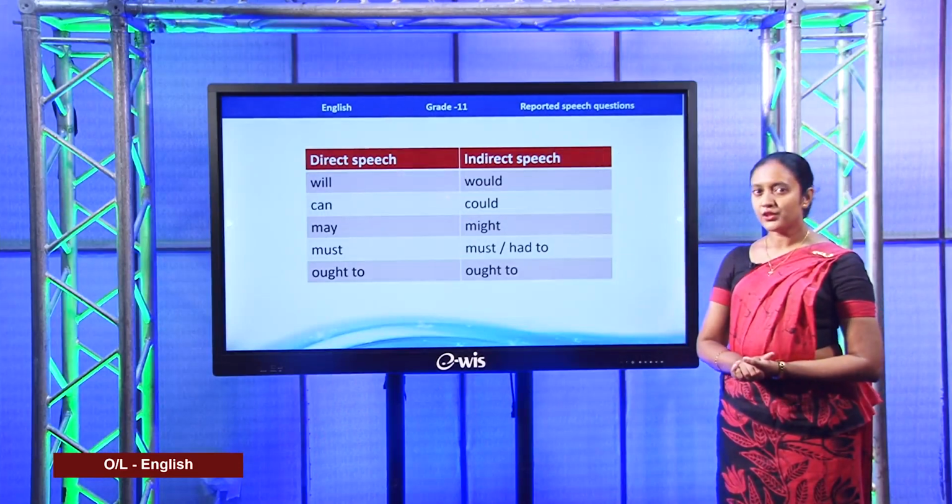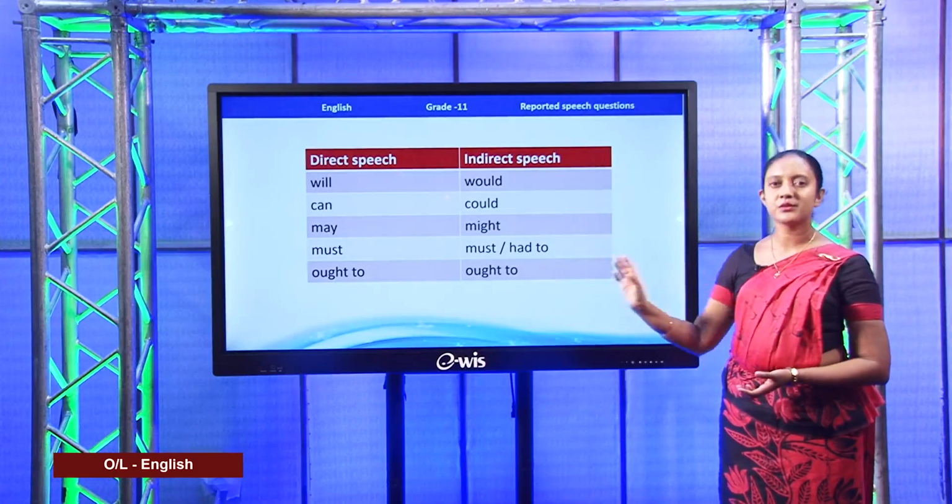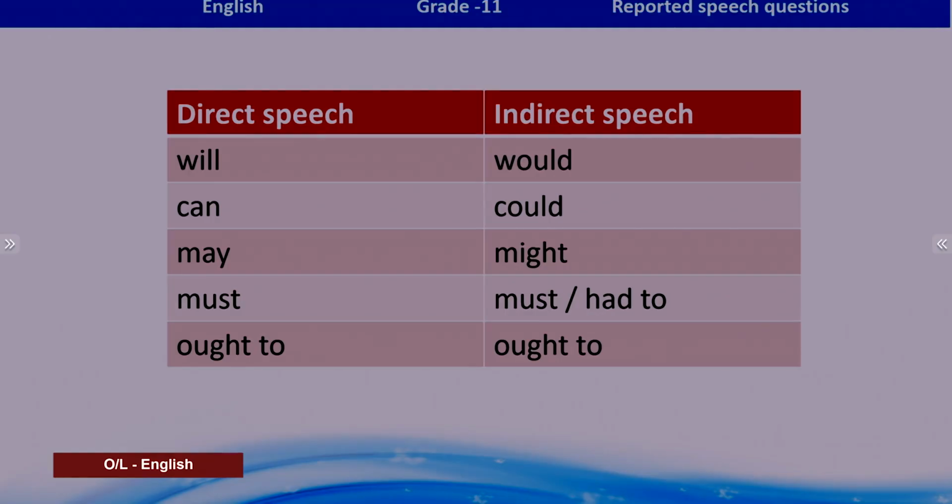And also you have to pay your attention to these words as well. Will in the direct speech becomes would in the indirect speech. Can becomes could, may becomes might, must becomes must or had to, and ought to remains the same in the indirect speech, ought to.